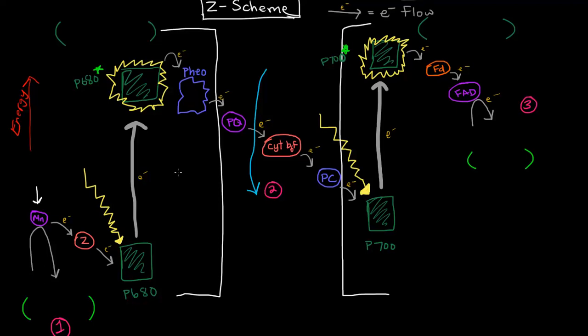What's supposed to happen? All these different things that I've drawn here are complexes along the thylakoid membrane. And that's important to keep in mind. I'll fill in all these little blanks here, and hopefully it'll make a lot of sense. But basically, what's happening in this Z-scheme is the flow of electrons.